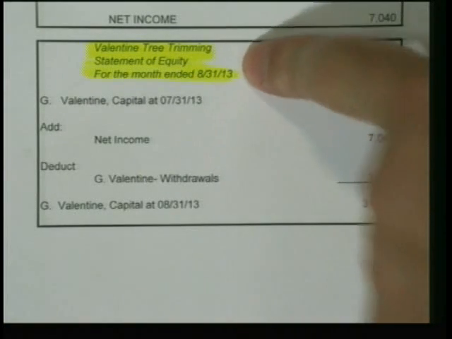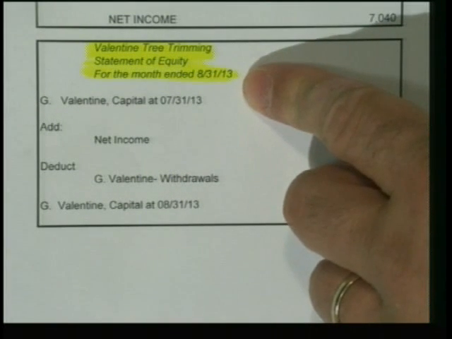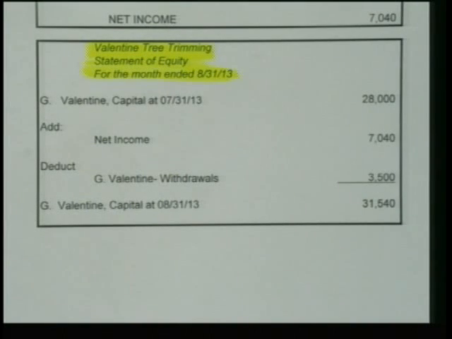Once again, it's prepared in proper form. The name of the company, the name of the statement, and it's dated properly for the month ended 8/31/13. The way that this is dated will always be the same as the income statement. Okay, any questions on the income statement or the statement of equity?